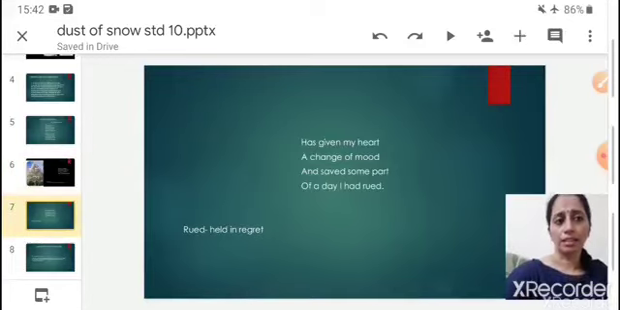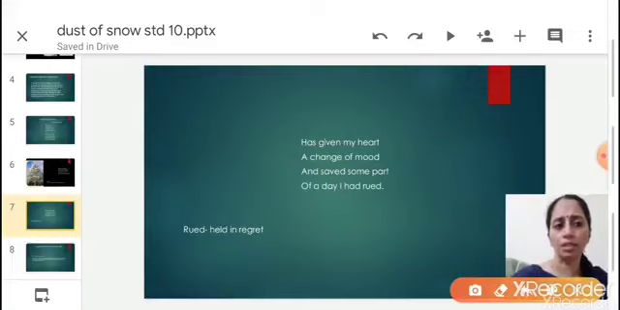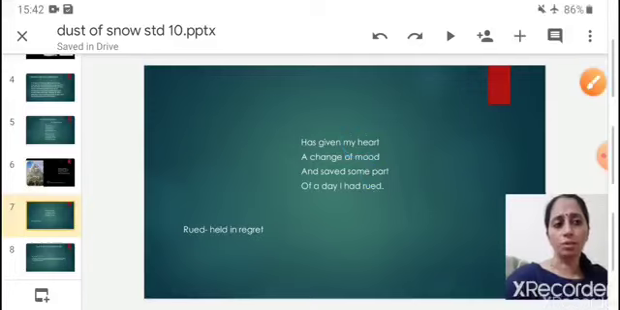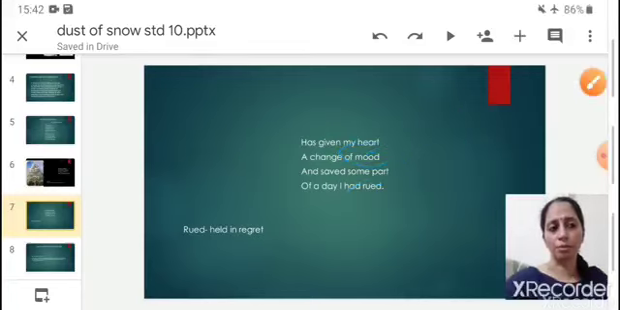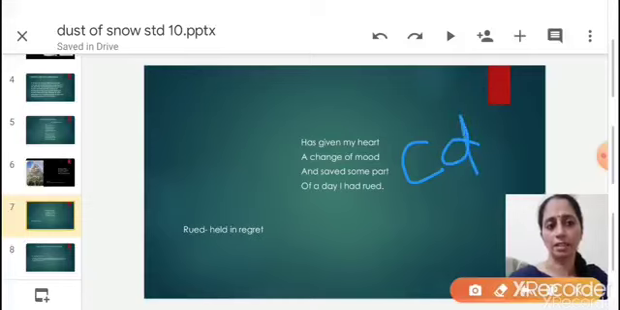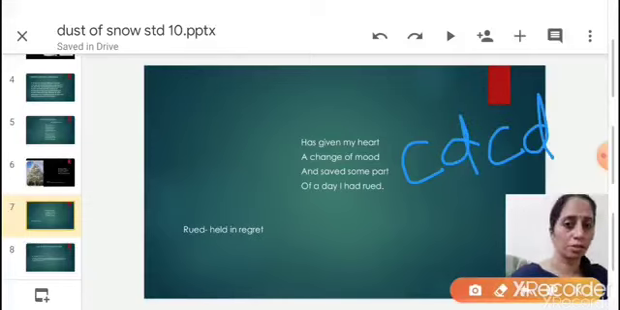Let us take the second stanza. Look at the words heart and part. They sound similar, so we'll give them the alphabet C. Look at the next two words. We have mood and rude. Let's give them the alphabet D. So the rhyme scheme over here is C, D, C, D. Like I told you before also, there is a continuous flow of the poem. There are no punctuation marks used anywhere. So the rhyme scheme of the first stanza is A, B, A, B, and of the next stanza is C, D, C, D.